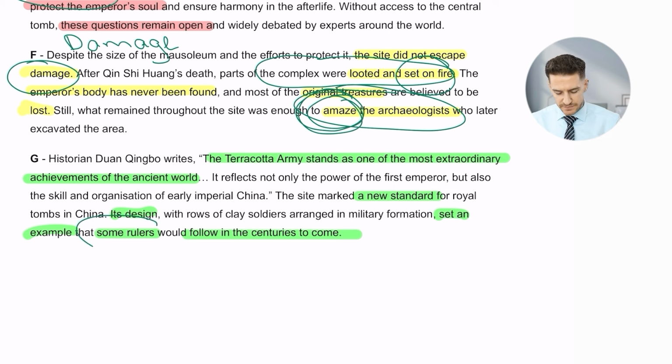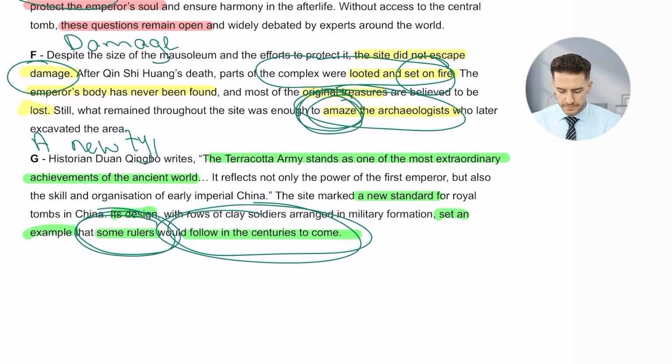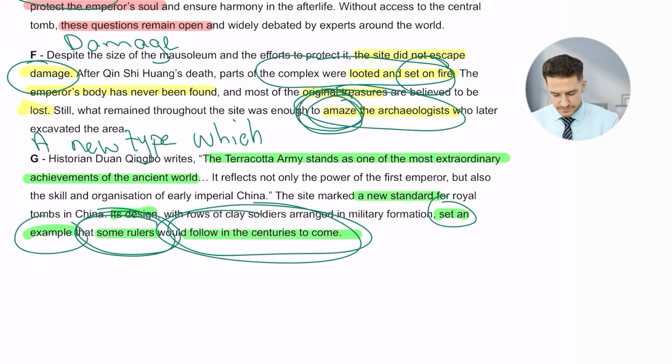Does this sound important? Well, it sounds important to me because if you remember, that's what one of the headings was talking about. But before we have a look, let's give this paragraph a name. So I would say something like a new type. Okay, a new type of tomb or burial site, which, and then I'm just going to copy the words from down here, set an example.